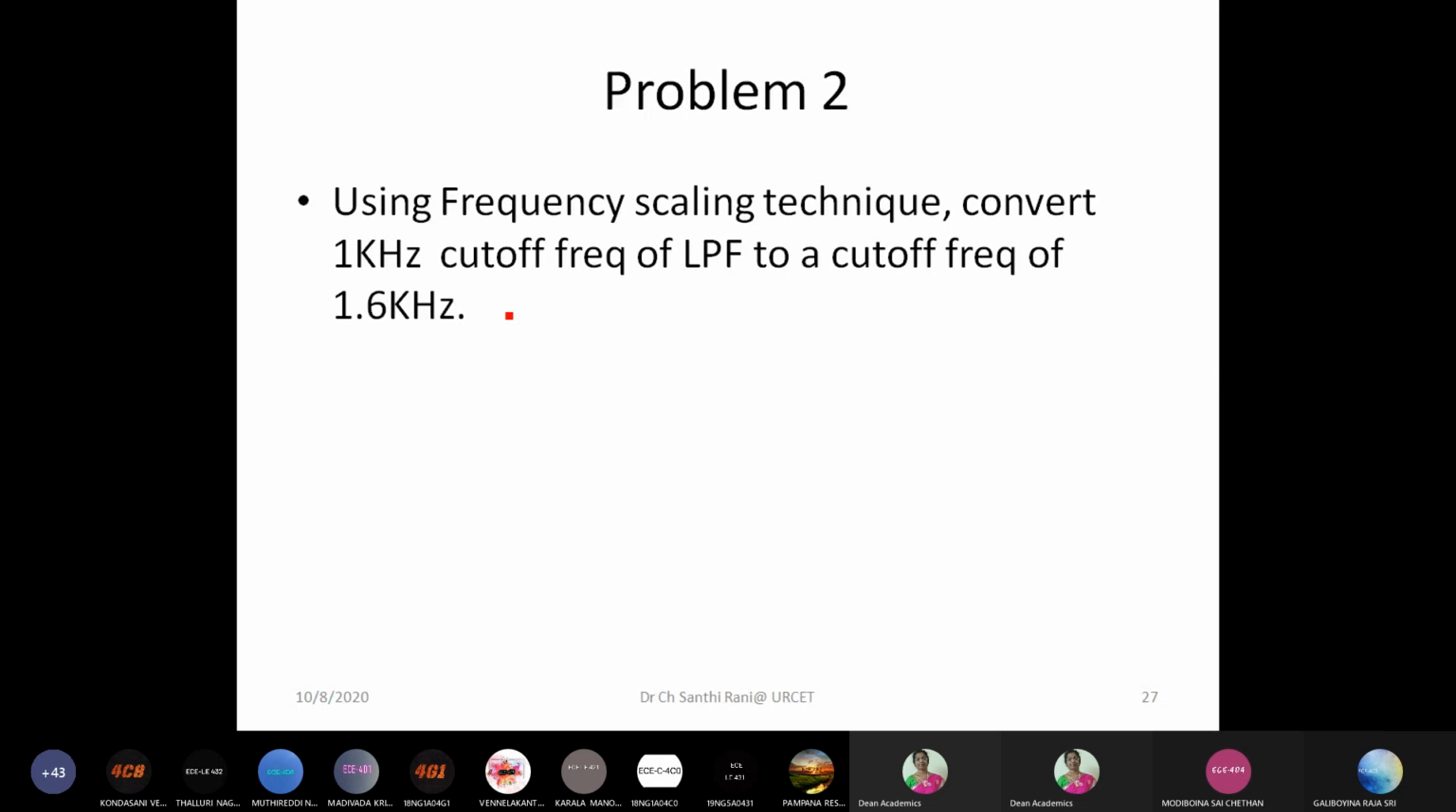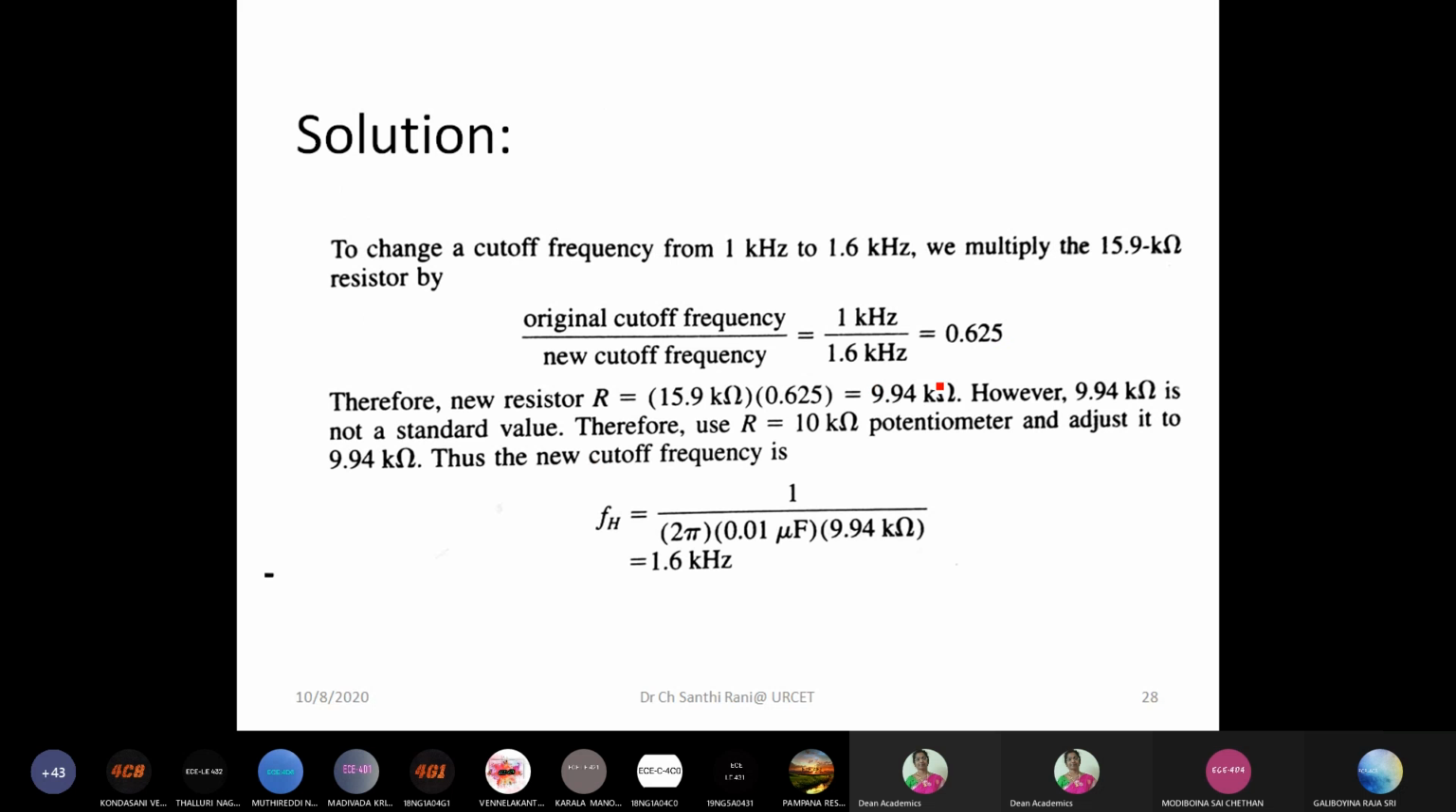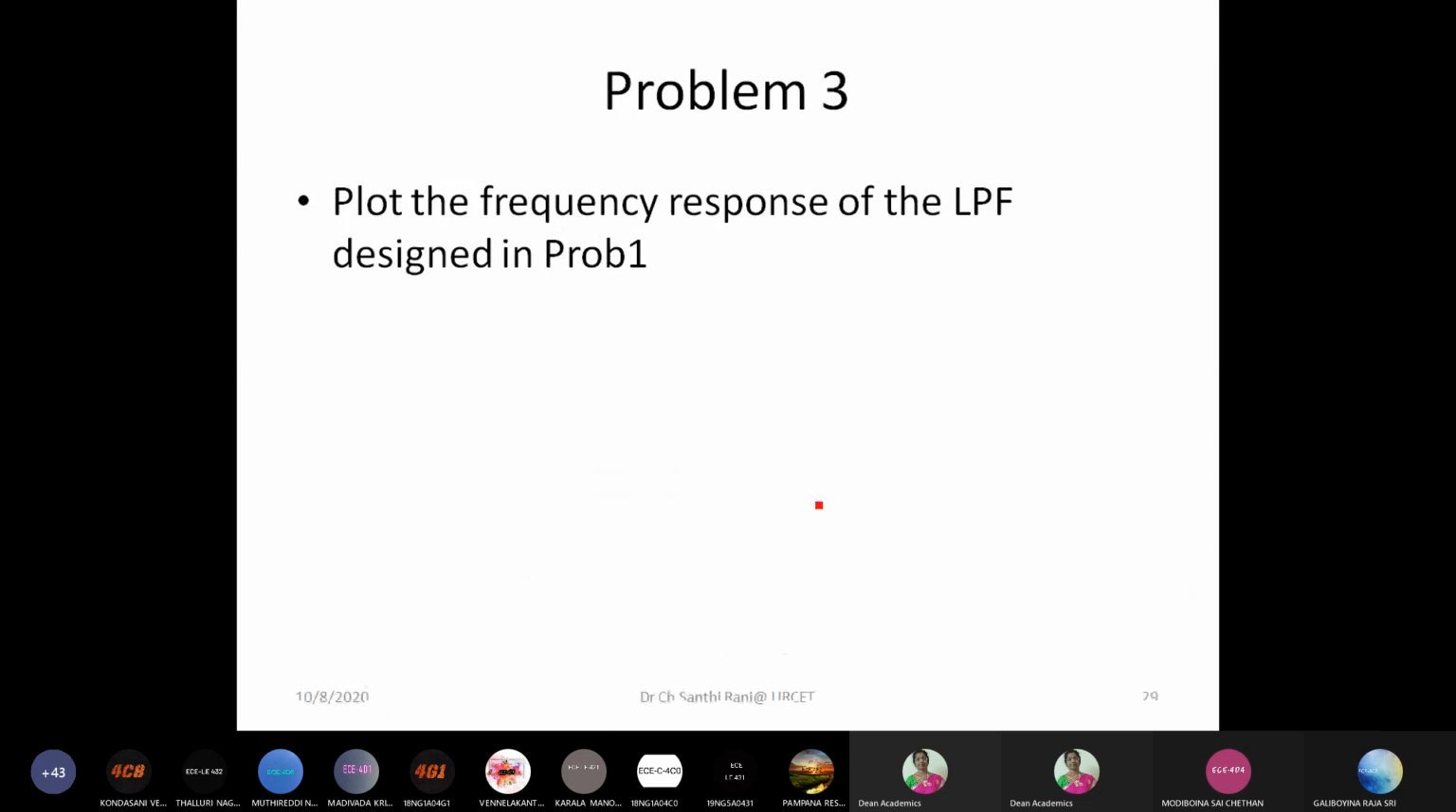So, based on this concept, that means using the frequency scaling technique, we are asked to convert a 1 kilohertz high cutoff frequency to a 1.6 kilohertz high cutoff frequency. That also we have done. And of course, here for convenience sake I'm showing it, but without showing this slide we have designed on our own.